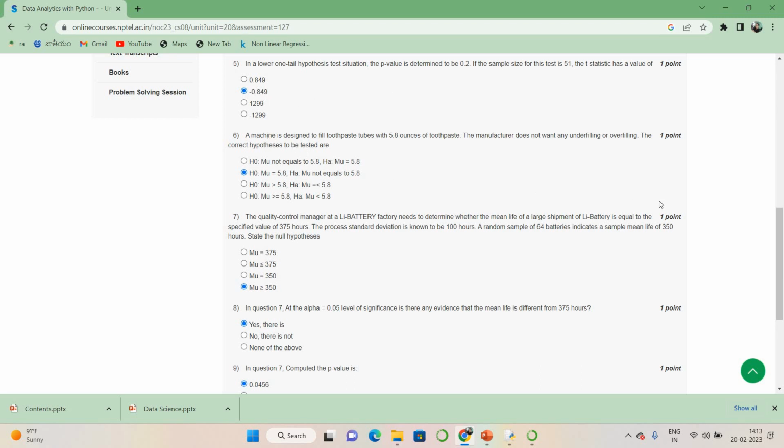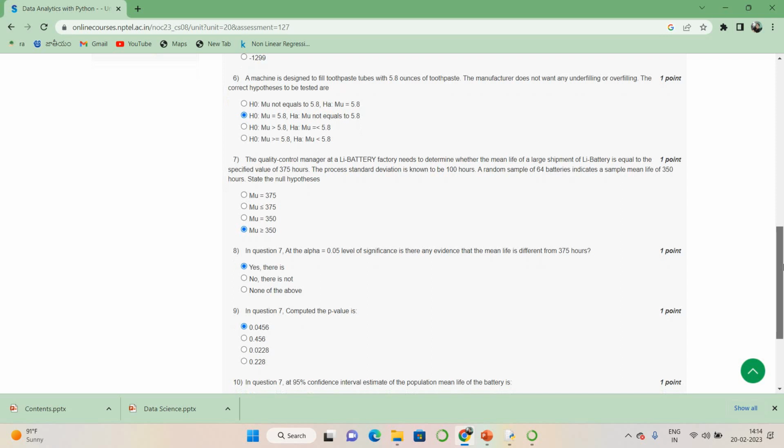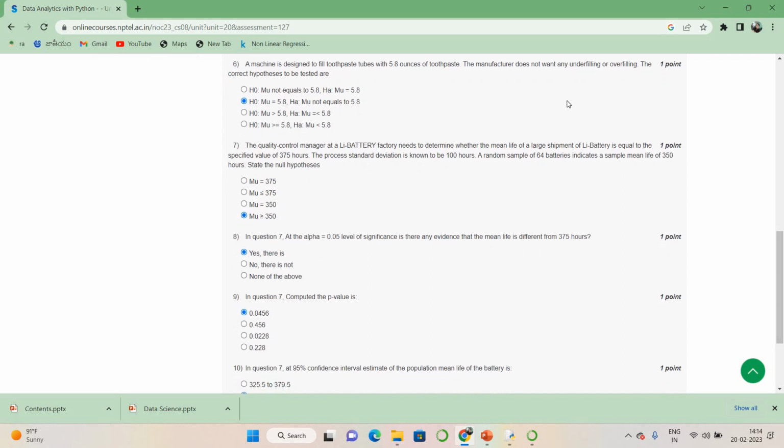Now coming to question number 6. A machine is designed to fill toothpaste tubes with 5.8 ounces of toothpaste. The manufacturer does not want any underfilling or overfilling. The correct hypotheses to be tested are H0: mu equals 5.8, HA: mu not equal to 5.8. So option B is the correct answer.